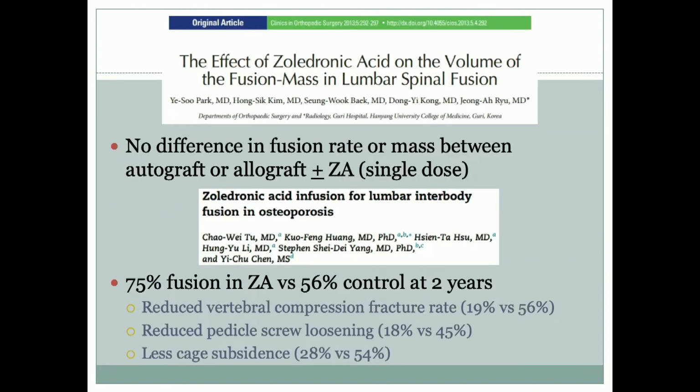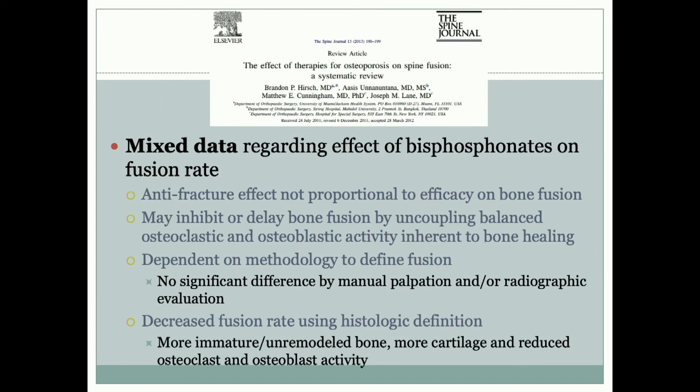So this one study out of Korea found no difference in the fusion rate or mass between autograft and allograft bone versus zoledronic acid. And another study found a higher fusion rate in patients treated with zoledronic acid, 75% versus 56% at 2 years. A lower rate, similarly, of vertebral compression fractures, reduced pedicle screw loosening, and cage subsidence.